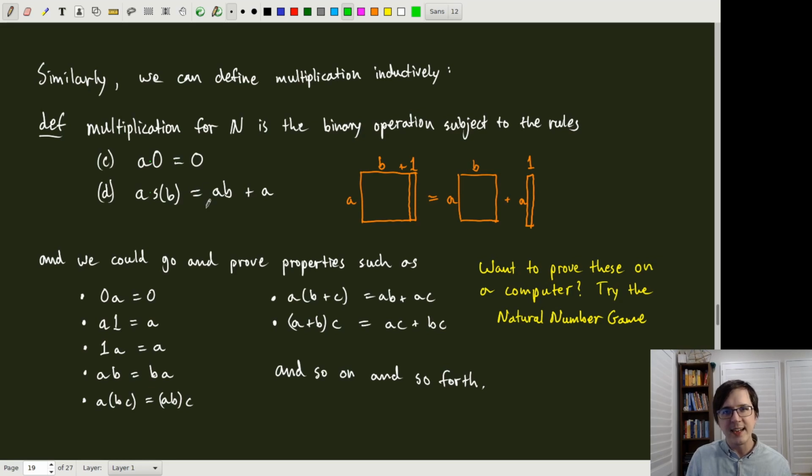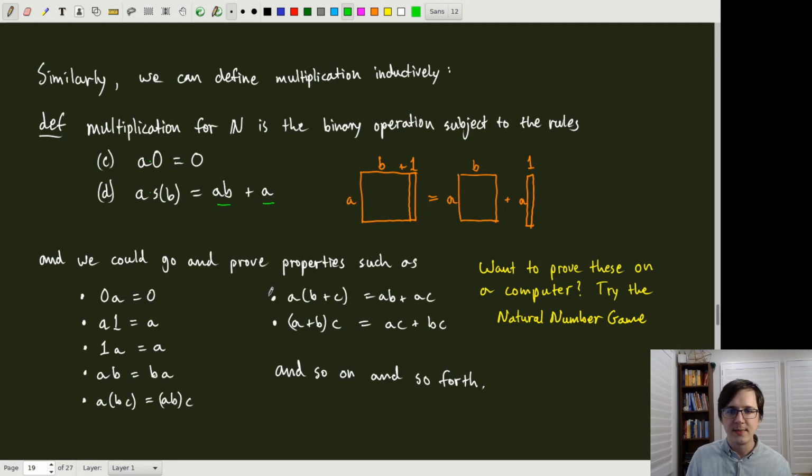I find this is a lot easier to understand geometrically. If we have a rectangle which is b plus 1 on one side, the successor of b, and length a on the other, then we can break this rectangle up into an a by b rectangle and an a by 1 rectangle. And a by 1, of course, has area a. So that is this formula on the right side over here.